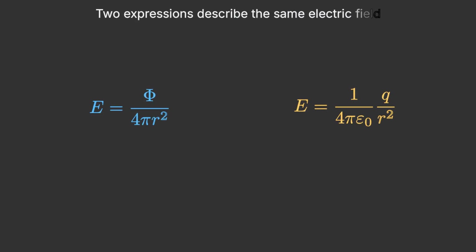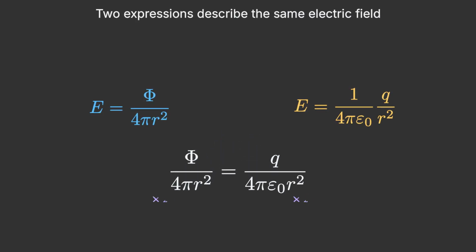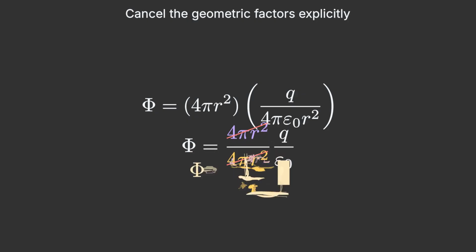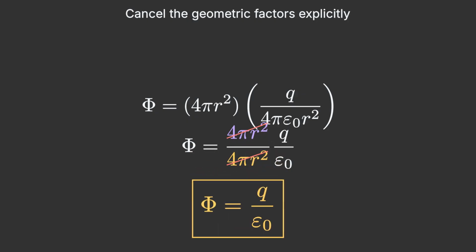Coulomb's law gives another expression for the same E. Set them equal. Phi over 4 pi r squared equals q over 4 pi epsilon naught r squared. Multiply both sides by 4 pi r squared. On the right, 4 pi cancels 4 pi, and r squared cancels r squared. Only q over epsilon naught remains. Therefore, phi equals q over epsilon naught.